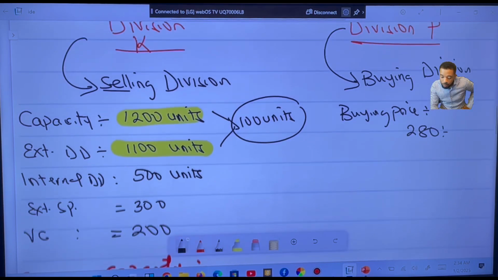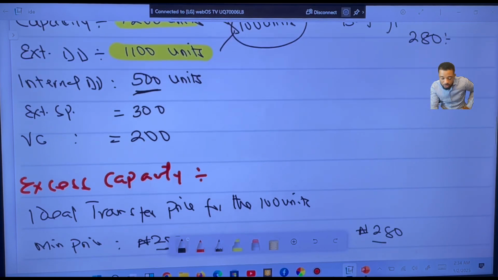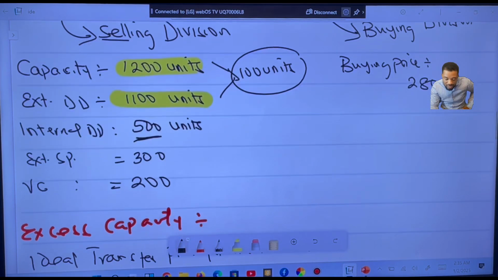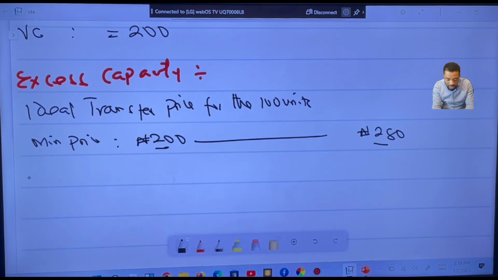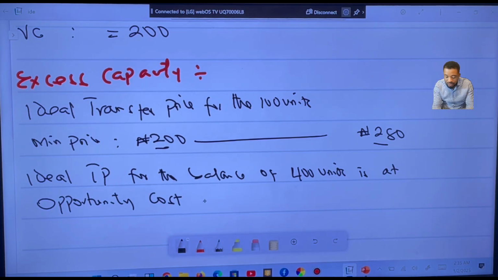Remember that division P is actually requesting for how much? For 500 units. Out of this 500 units, we can only sell 100 units at this price range. So in this case, the remaining 400, the ideal transfer price for the balance of 400 units, is at opportunity cost, which is practically like the external selling price.